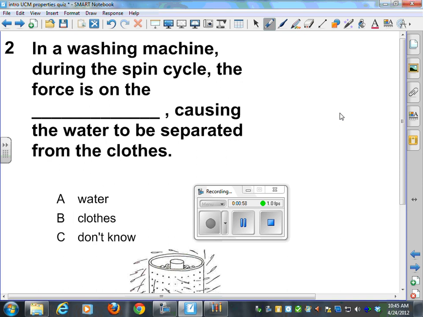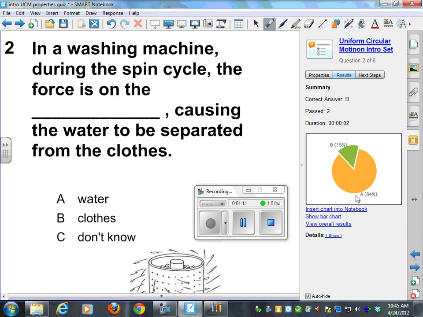In a washing machine during the spin cycle, the force is on the water, the clothes, or I don't know, causing the water to be separated from the clothes. The force is on the clothes. If I put C, would that be wrong? Well, can't mark that wrong. The force is on the clothes. Well, I only got one wrong.